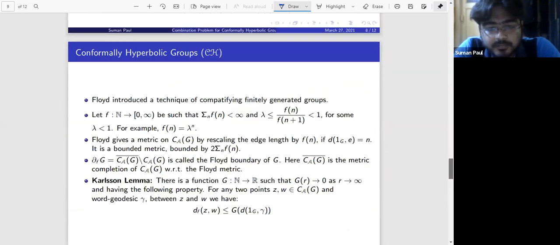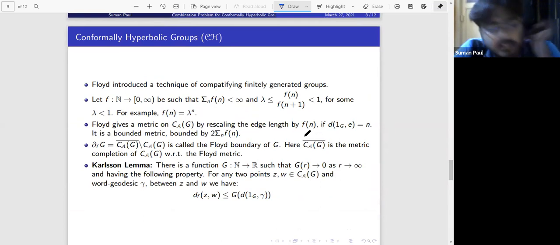Then we can easily show that this is a bounded metric. So you take the path metric of the Cayley graph, and you can show that it is bounded by 2 times the summation of f_n. Is it clear? Yeah. Then you take the Cauchy completion, and define the boundary to be the Cauchy completion minus the Cayley graph.